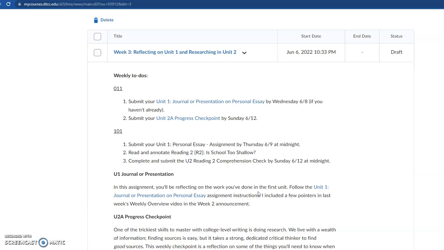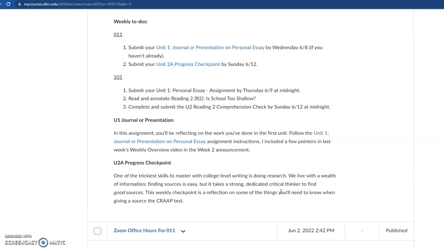And then on Sunday the 12th, you have a Unit 2 progress checkpoint. So that's what I'm going to talk a little bit more about today. The Unit 2A progress checkpoint is a chance to reflect a little bit deeper on the CRAAP test. This is not something that you need to complete before doing your work in 101. In 101, you will turn in the final draft of your personal essay assignment. You'll read and annotate the next reading, called Is School Too Shallow? And you'll complete and submit the Unit 2 Reading 2 Comprehension check.